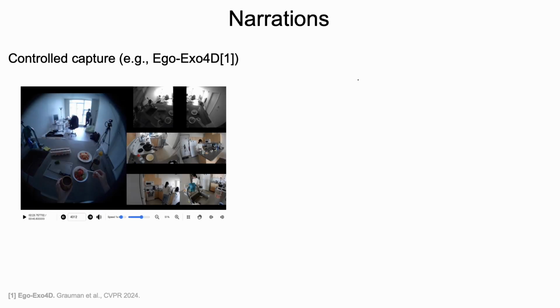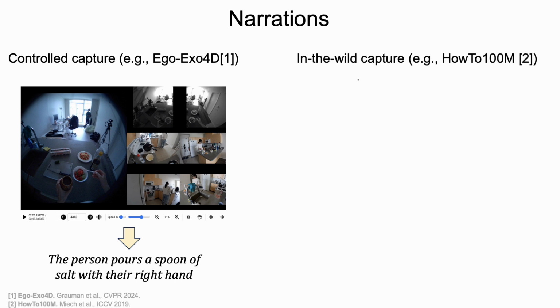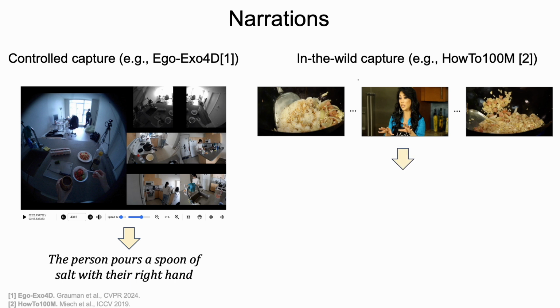Before diving into the details of the idea, let's first see how these view-agnostic narrations are produced. For a controlled multi-view capture setting, a human annotator is asked to watch all views of the video and note down a detailed caption of the activity. For an in-the-wild capture, narrations are usually the demonstrator speech transcribed to text.